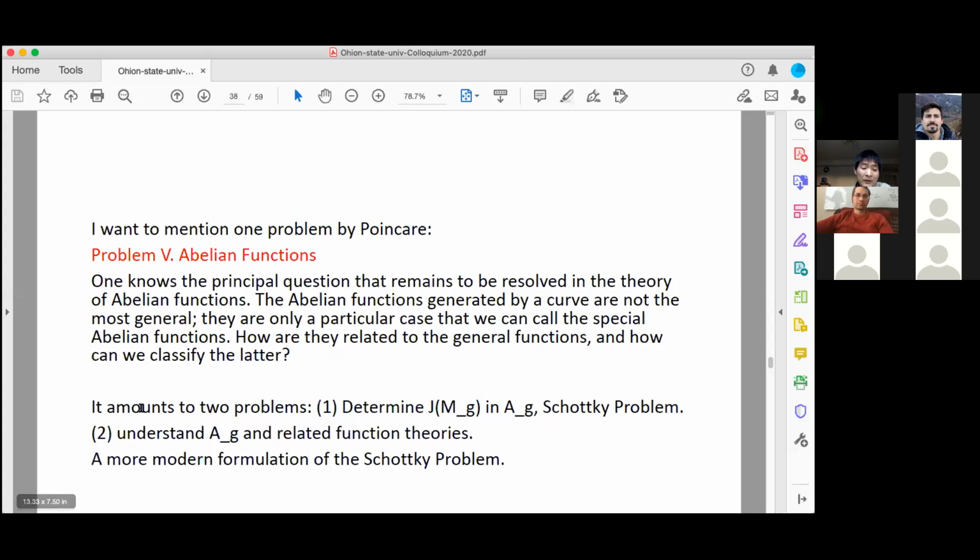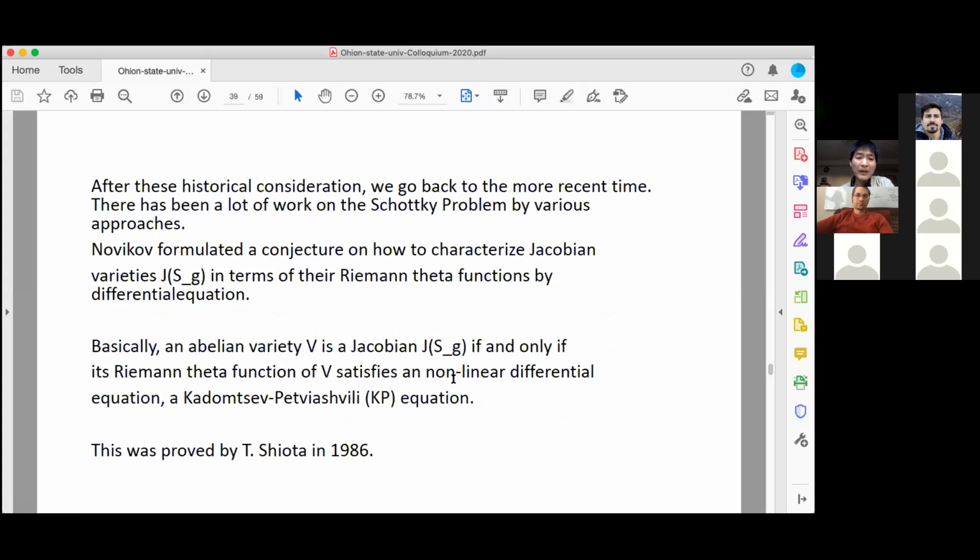So I can reformulate Poincaré's question in two parts. First, we need to determine the image of J: M_g → A_g. This is the Schottky problem. And second, to understand A_g and the related function theory. So this is quite a modern formulation of the Schottky problem. Okay, so this is a concern of all these historical figures.